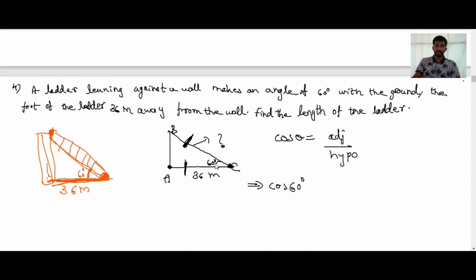Theta, you can see in here: cos 60 degree is equal to adjacent 36 meter divided by the hypotenuse, that is BC, which you need to calculate. This is the length of the ladder. Okay, now see, this implies cos 60. Cos 60 is equal to 1 by 2, right? 1 by 2 is equal to 36 divided by BC.